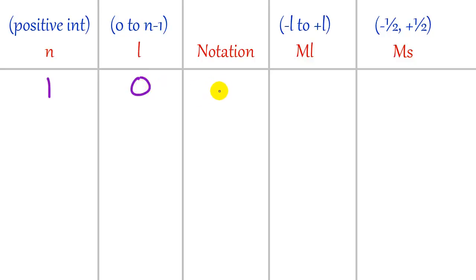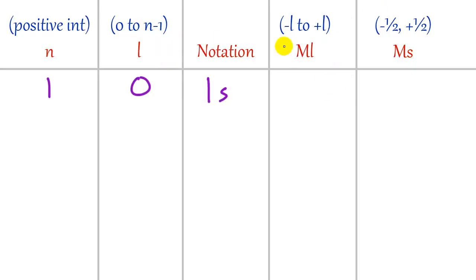Now for the notation, what you basically do is you write the n value and then the L value. The L value has a corresponding letter to go along with it, and for 0 it's s, which basically means spherical. Now, if you don't know what letters I'm talking about, go ahead and watch my tutorial. I think it's like 2 tutorials ago. I talk about the L value and pretty much explain it.